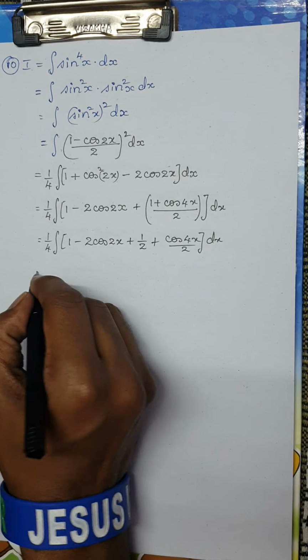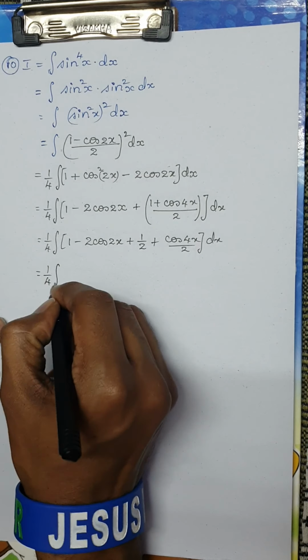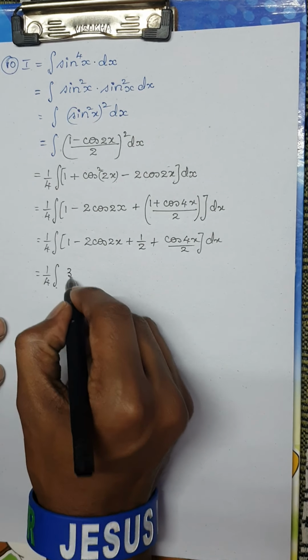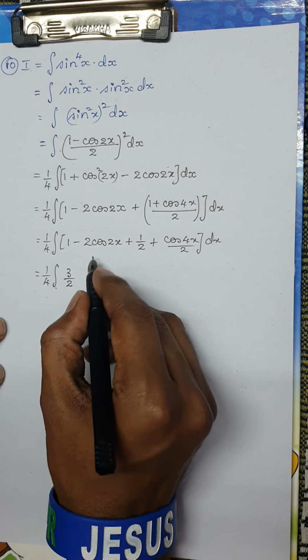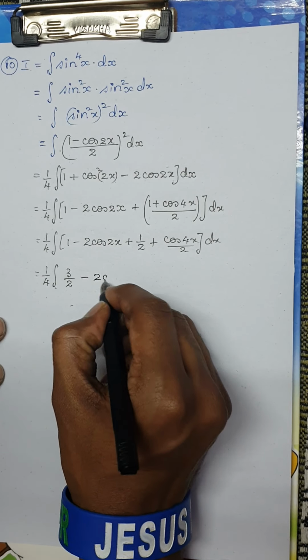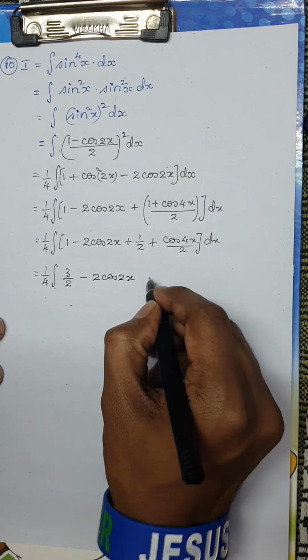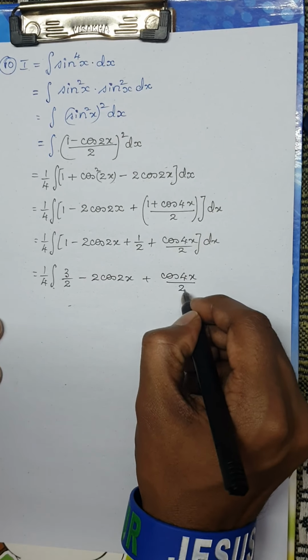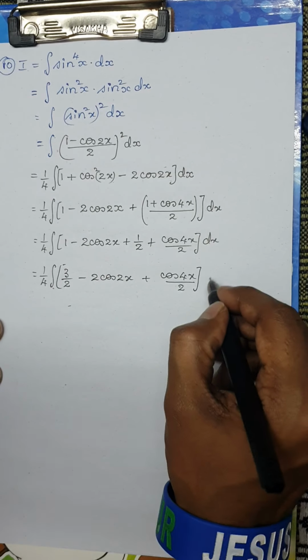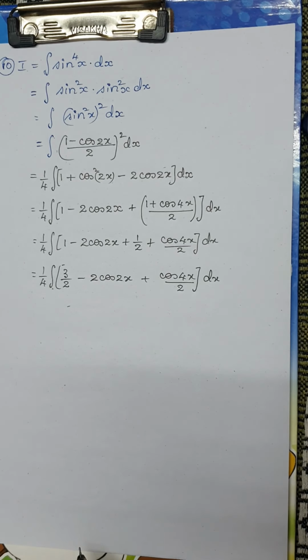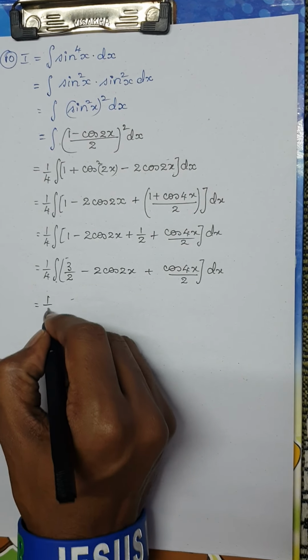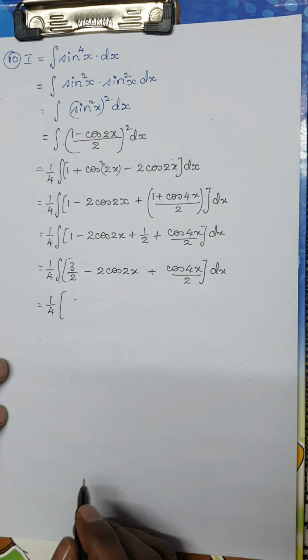Okay, so this would be 1 by 4 into the integral of 1 plus 1 by 2. 1 plus 1 by 2, if you take the LCM, you would get 3 by 2. So 3 by 2 minus 2 cos 2x plus cos 4x divided by 2, into dx, that is integrated with respect to x. Now I will take the integral sign.